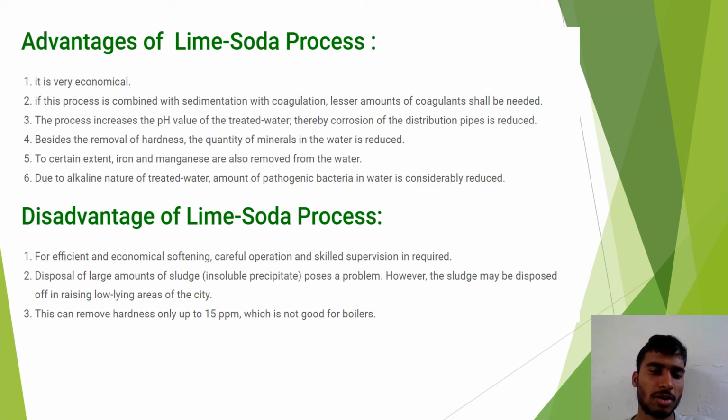Disadvantages of the lime soda process. For efficient and economical softening, careful operation and skilled supervision is required. Disposal of large amounts of sludge, an insoluble precipitate, poses a problem. However, the sludge may be disposed of in raising low-lying areas of the city. This can remove hardness only up to 15 ppm, which is not good for boilers.